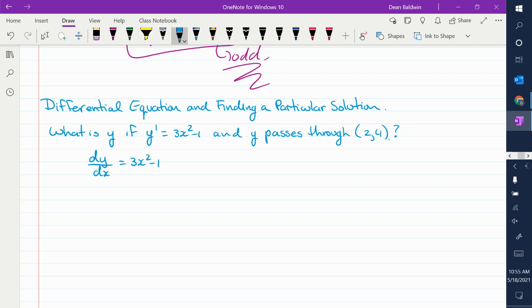We know we're going to have to find the antiderivative. Right, so this is essentially called a differential equation, a very simple one. So I'm going to multiply the dx to the other side so that I get dy equals (3x squared minus 1) times dx. Now, to get the antiderivative, we have to do the integration. Okay? So you can integrate both sides.